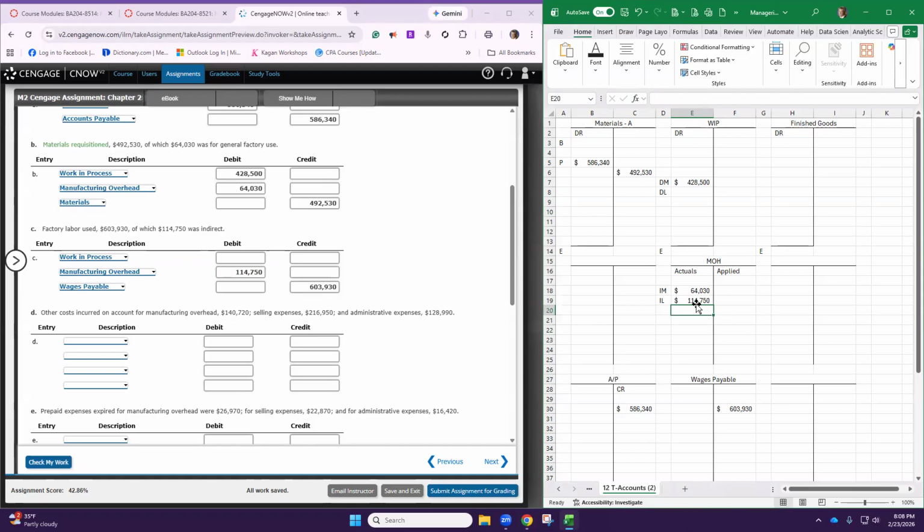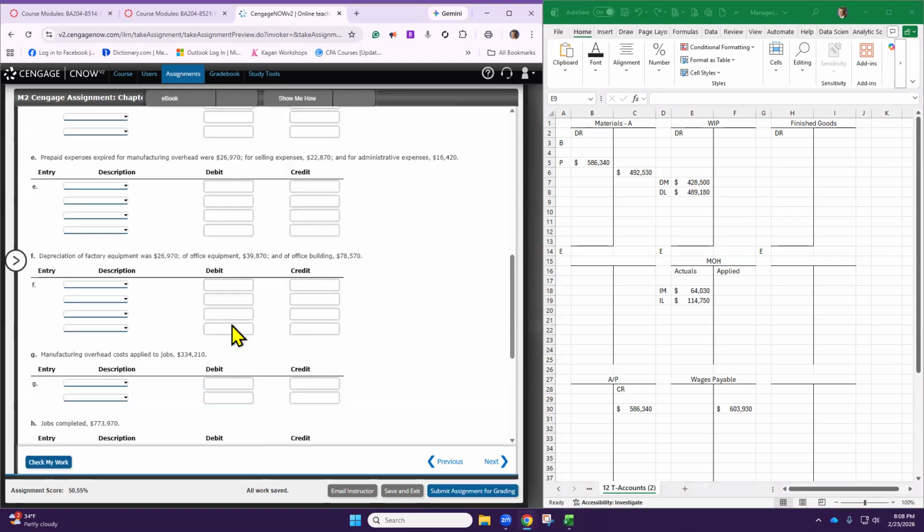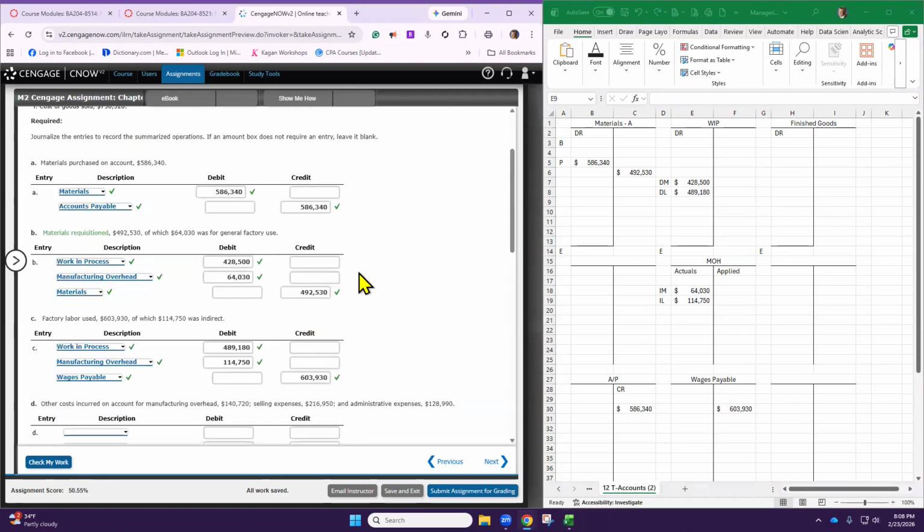Okay, we're going to subtract this from this. So this is how we find our direct labor. Direct labor is the total amount of wages minus the indirect labor. So we're looking at work in process of 489,180 for direct labor. And we're going to check our work and see if we're okay.